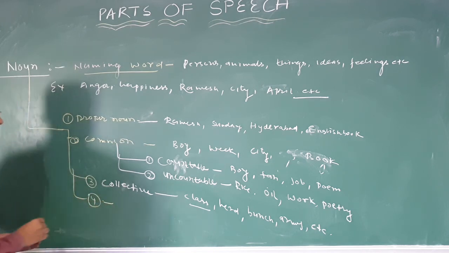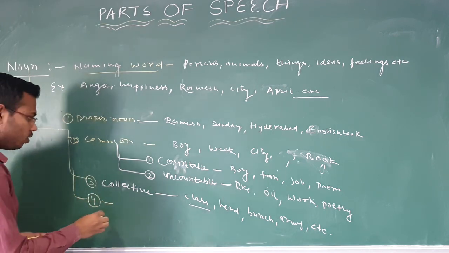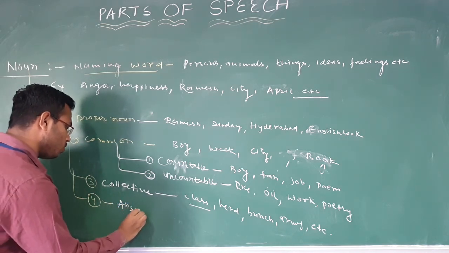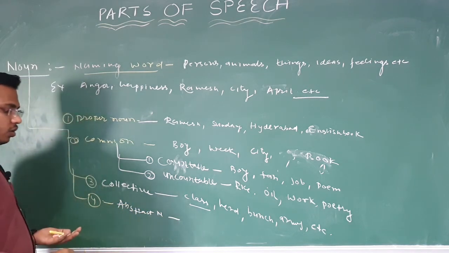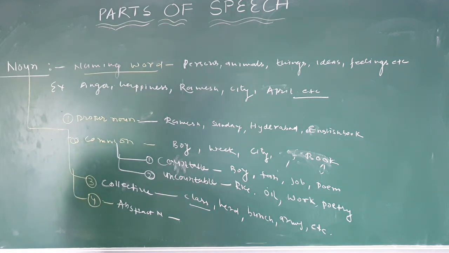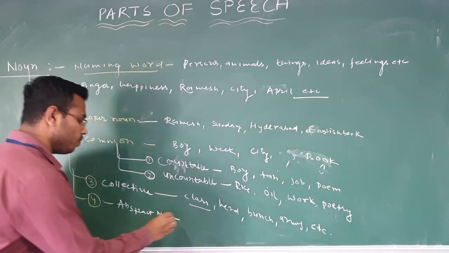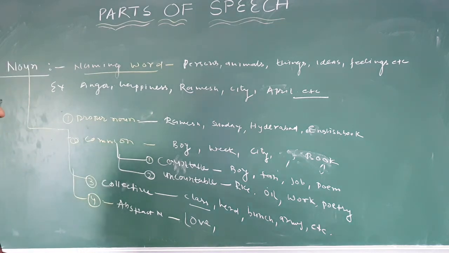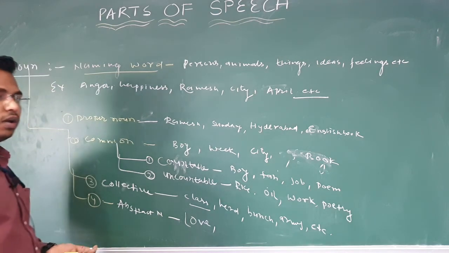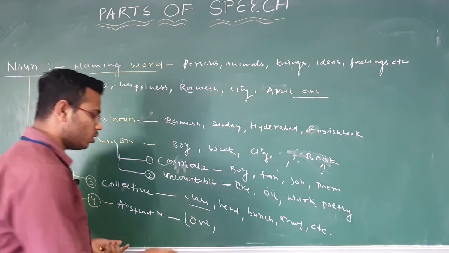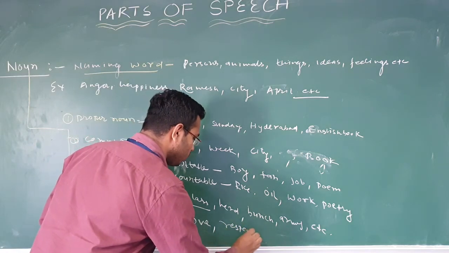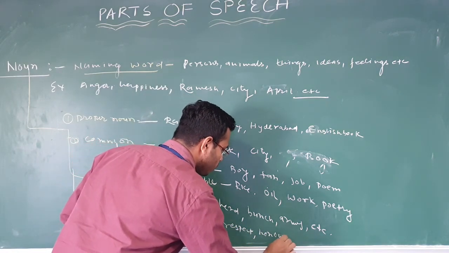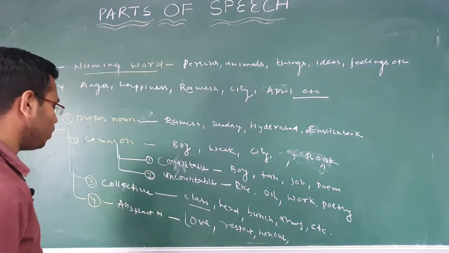Number 4, we can make abstract noun. Okay, abstract nouns basically express feelings, feelings which cannot be touched and which cannot be seen. For example, love. We have love for our family, we have love for our country. So love is a feeling, we cannot see it, nobody can touch it. So this is abstract noun. Respect, honor. Okay, so these are examples of abstract noun.